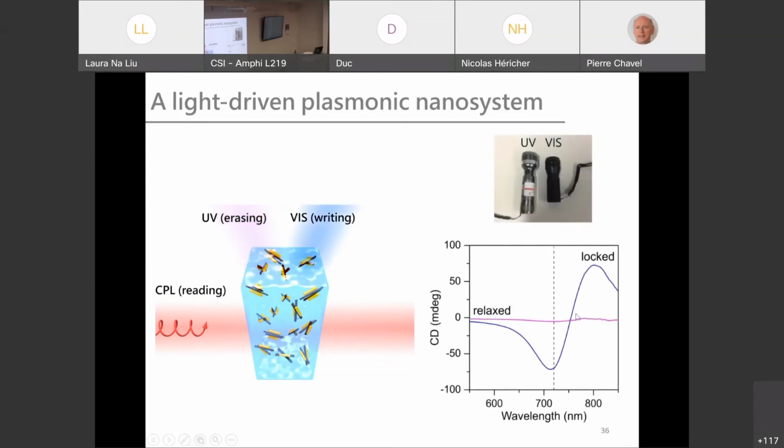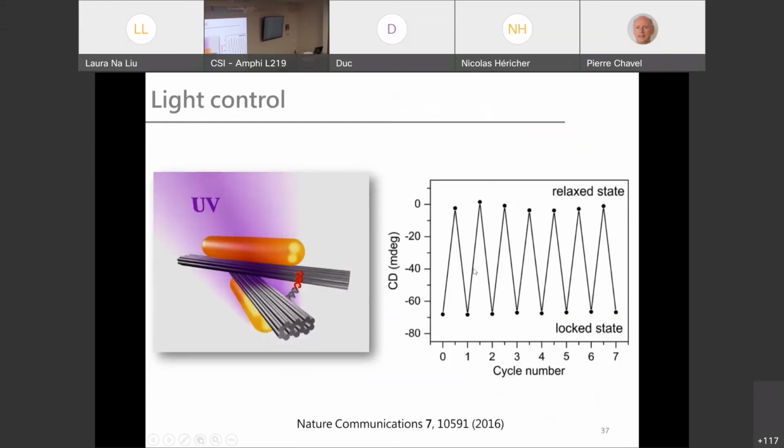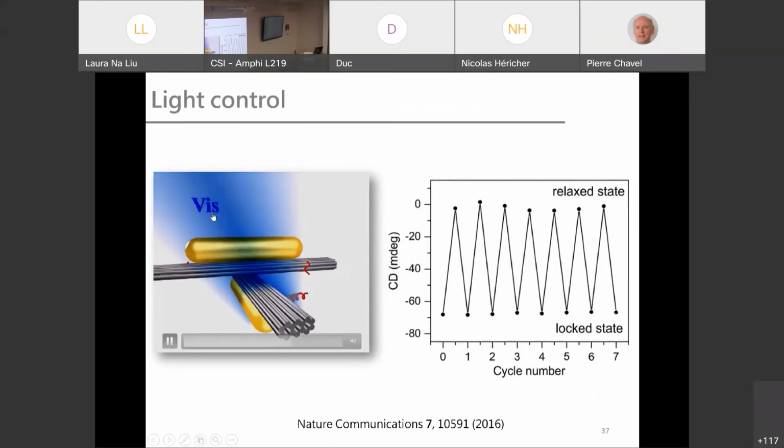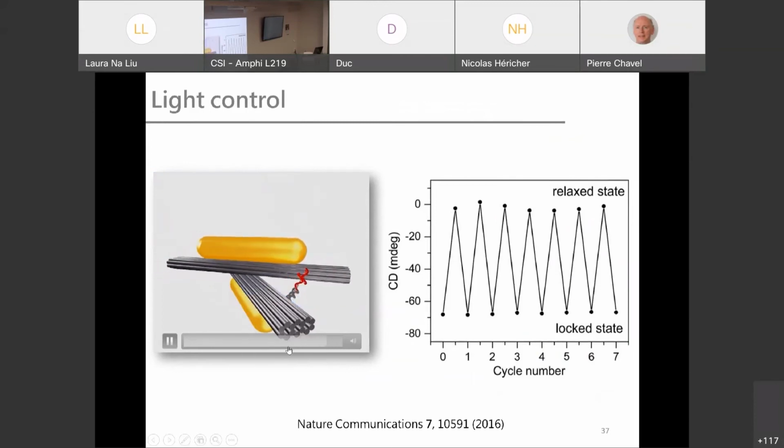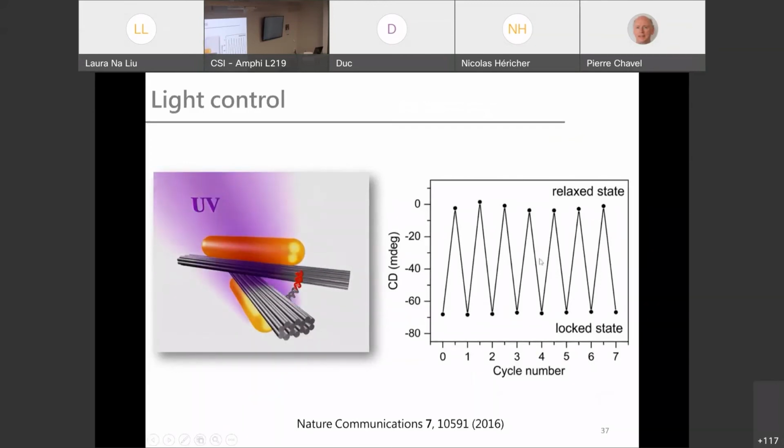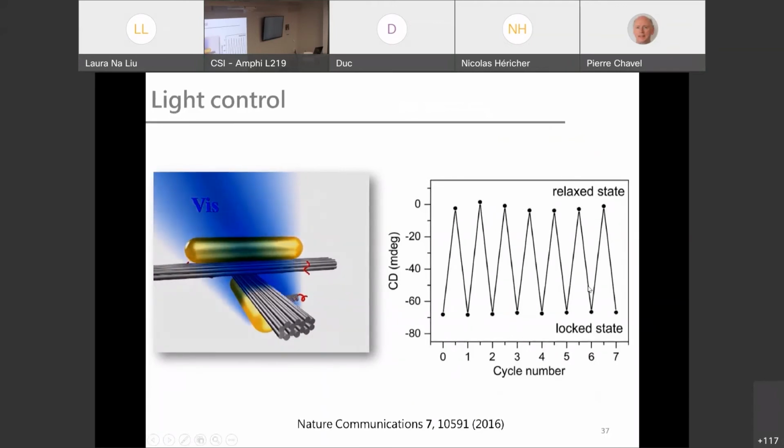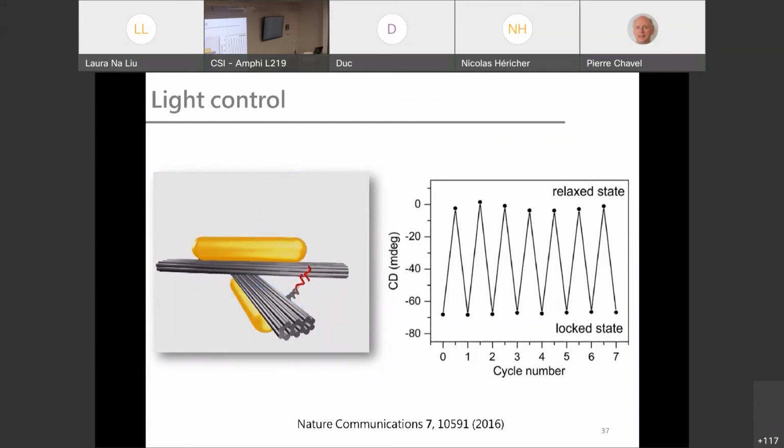So these are the experimental spectra for the relaxed state and the locked state. And we again will monitor the CD response at around 720 nanometers. And these are the experimental results here. You see in this case, when we shine a visible light and UV light alternatively, the CD response is oscillating between the two states without significant degradation anymore, because in this experiment, we don't use DNA strands as the driving fuel.